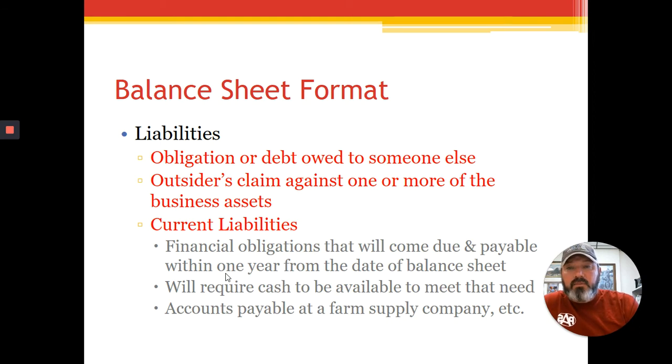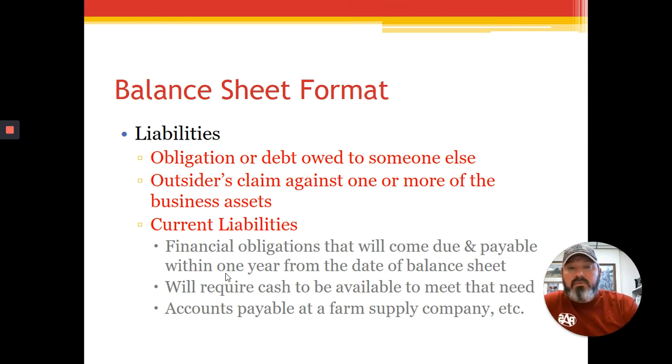On the right side of the balance sheet ledger is your liabilities. Those are your obligations or debts owed to someone else, accounts payable, so to speak, especially on the top right-hand side of the ledger. And we'll look at an example here in a little bit. So you can look at current liabilities. So a financial obligation that's going to come due or payable within 1 year of the balance sheet that you are building. So it's going to require cash to meet that need.